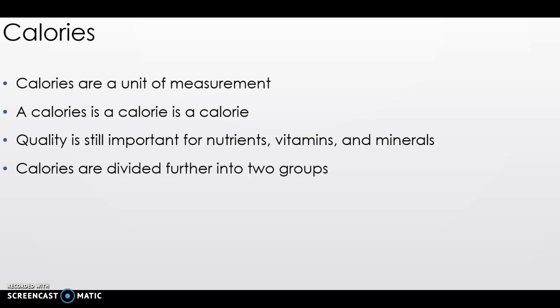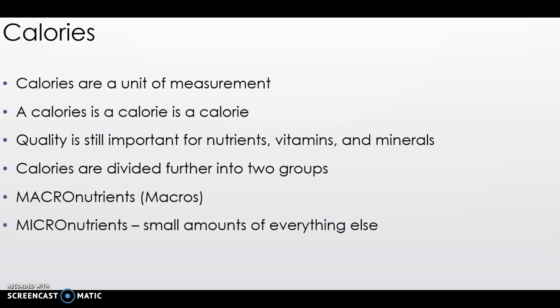Calories are divided further into 2 types of groups. Does anybody know what these groups are? Yes, so we have macronutrients. If anybody has heard of macros, a lot of bodybuilders or people who are into nutrition will call these macros. If we've heard of those, okay. We also have micronutrients. So your macronutrients are the big nutrients. Your micronutrients are the small amounts of everything else.